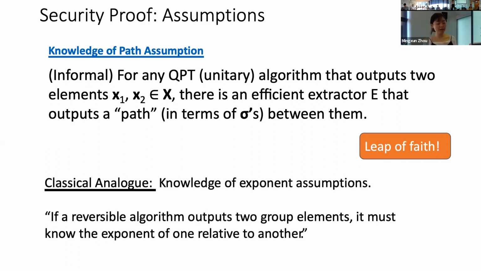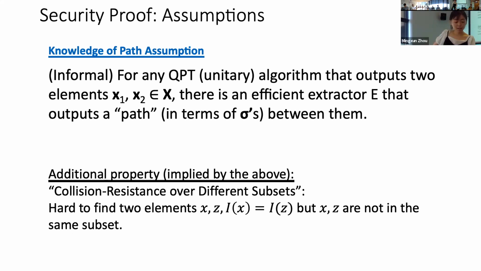Their classical analog, for example, is the knowledge of exponent assumption. If we have a reversible quantum algorithm that outputs two group elements, then we must be able to extract the exponent. It's false in some settings, but I think it's secure in the generic group model. But of course, you can tell it's a very strong assumption. And in the quantum setting, it's even stronger because extracting information from a quantum adversary is hard. We will assume it to be unitary because in general, it's not true. This is a leap of faith, as I said.